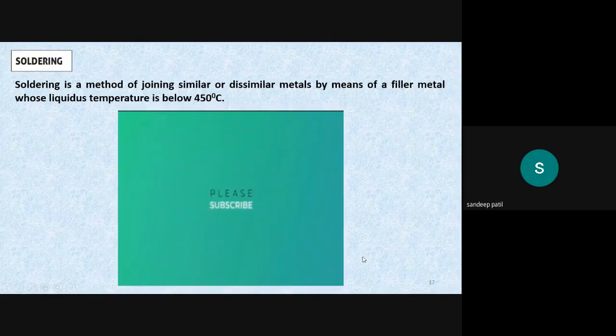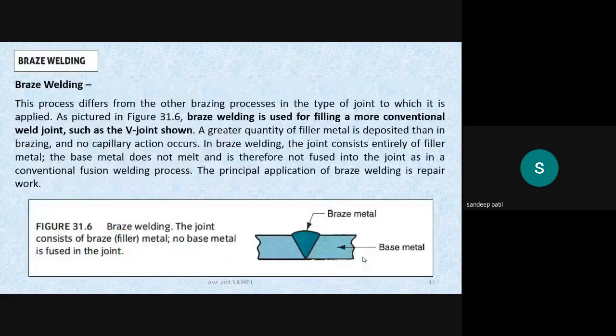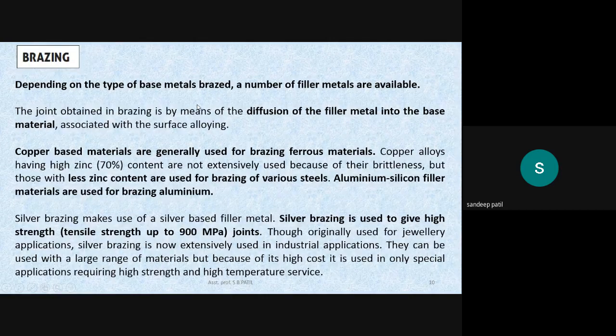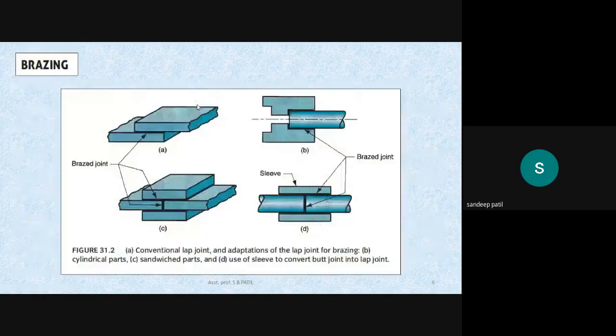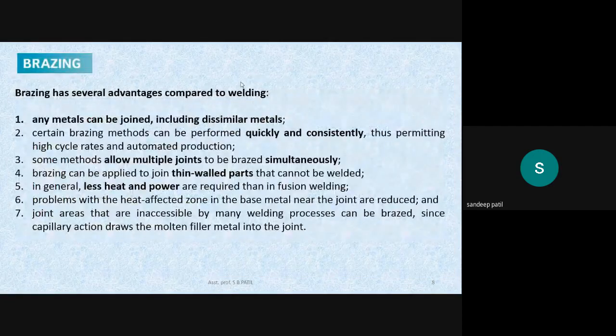Now let us see again the definition of the brazing process. Here you can see the definition of braze welding, that the liquidus temperature is above 450 degrees Celsius to melt the filler metal. Again, in brazing, you see the definition of brazing, that any metals can be joined, including dissimilar metals.